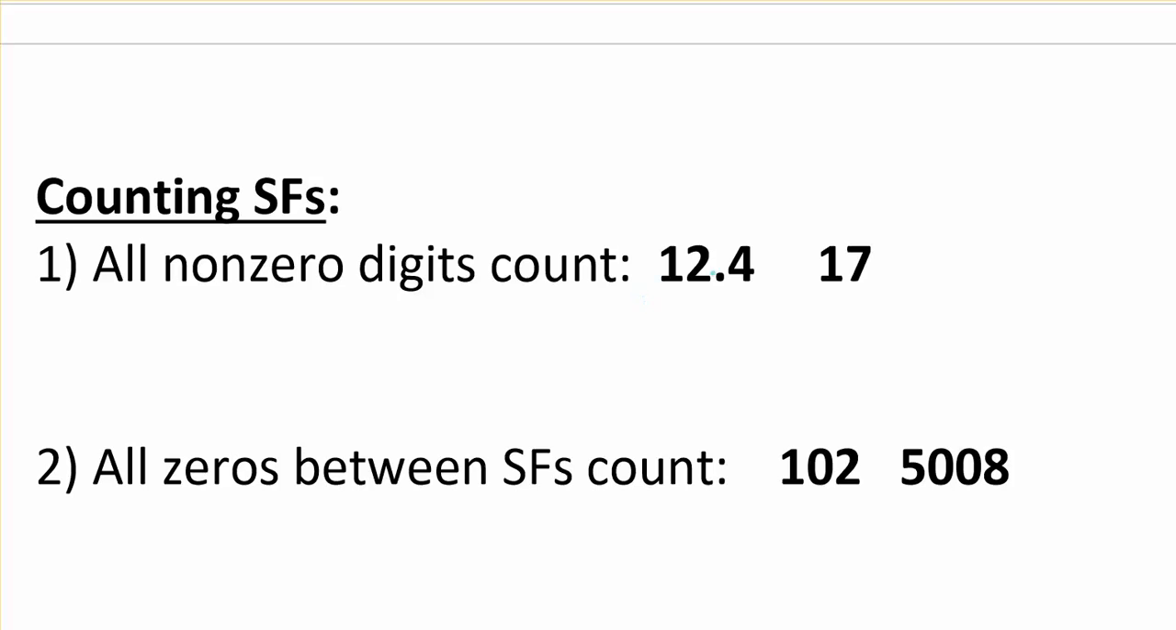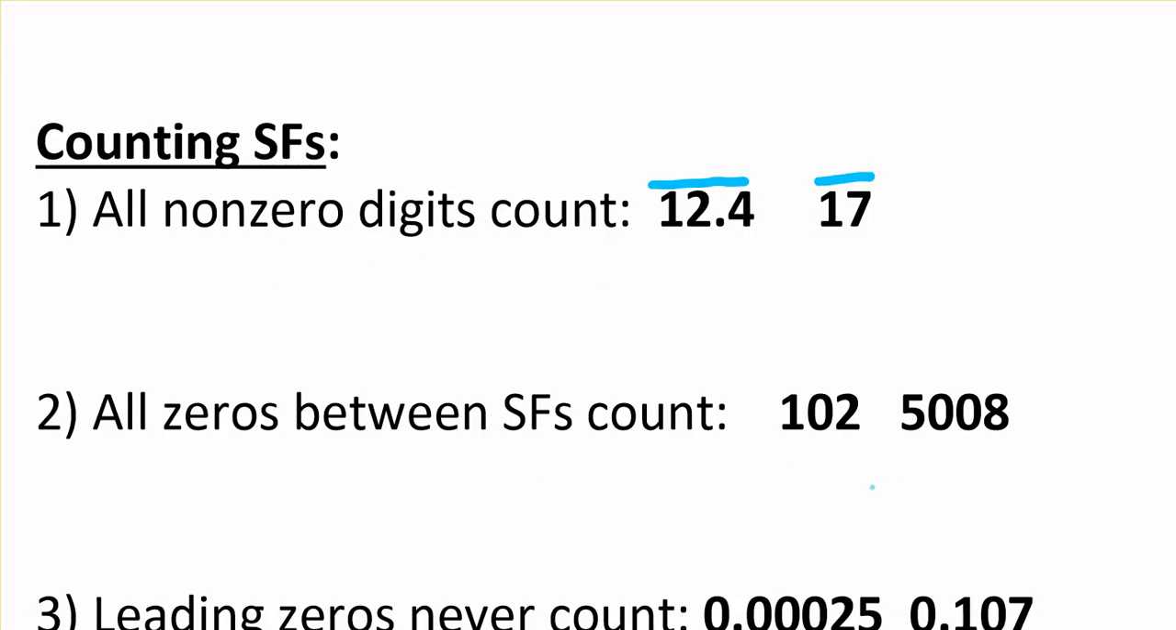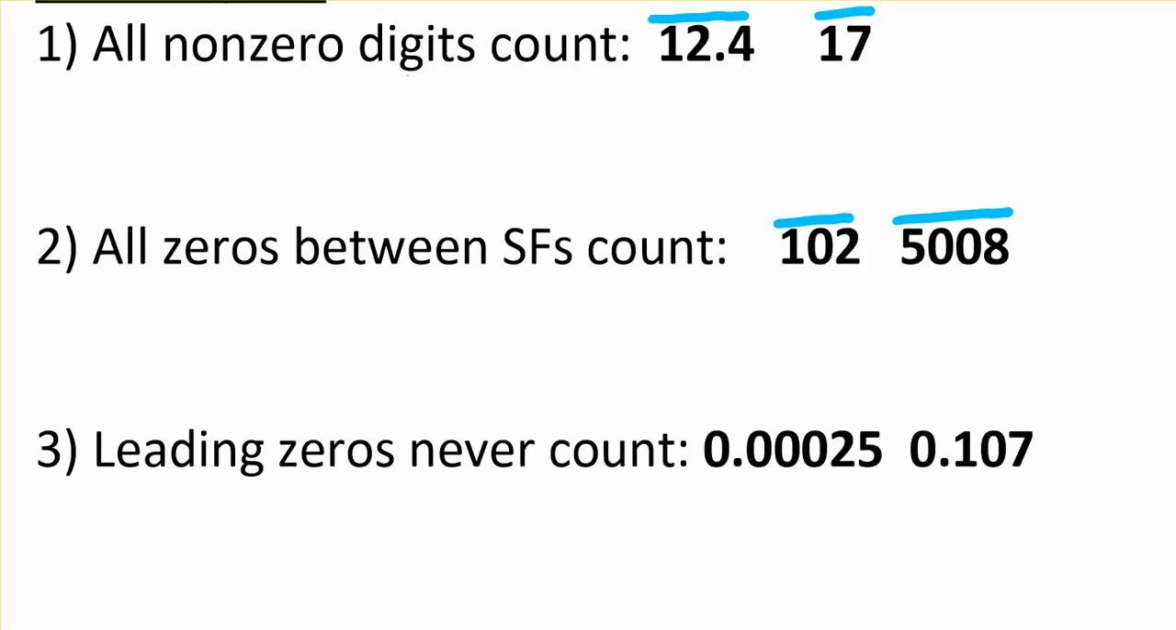The digits that are non-zero always count, and I put lines over my sig figs to show that they're significant figures. So all of those count as significant figures. Zeros that are sandwiched count, so all of these count as significant figures. All of these count as significant figures. It doesn't matter here that there's more than one that's sandwiched.